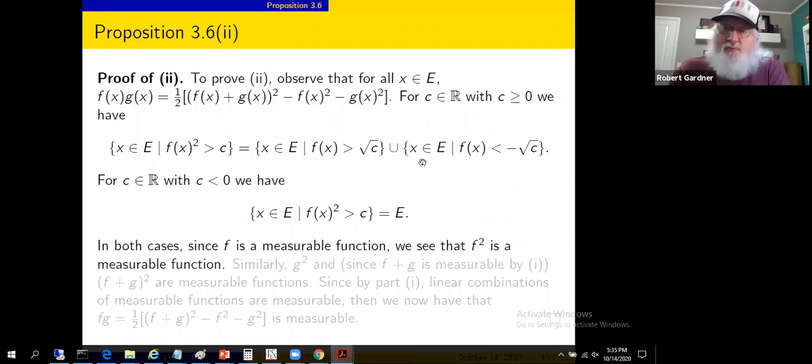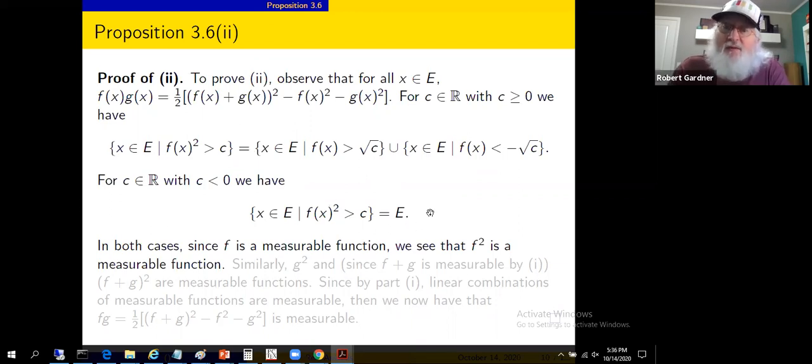So this is a measurable set. These are those 4 types of things we were discussing in Proposition 3.1 that led us to our definition of measurable function. So these 2 sets are measurable sets. Their union's measurable, so we get that this is a measurable set. Only half the story because that assumes c was non-negative. If c is less than 0, then the x values for which f of x squared is greater than c, well, if c is negative, or squaring real numbers, that'll be all possible x values.